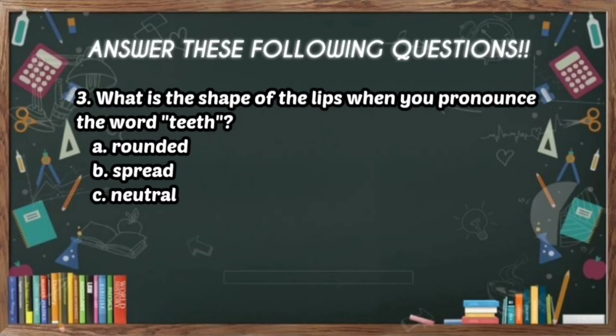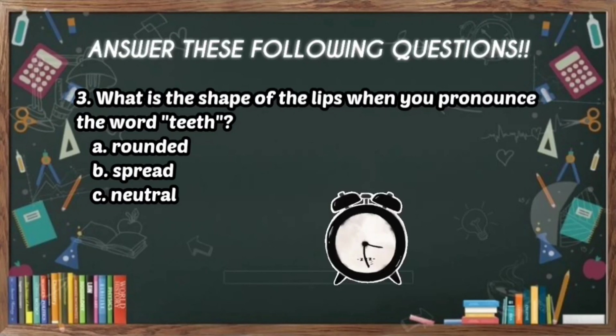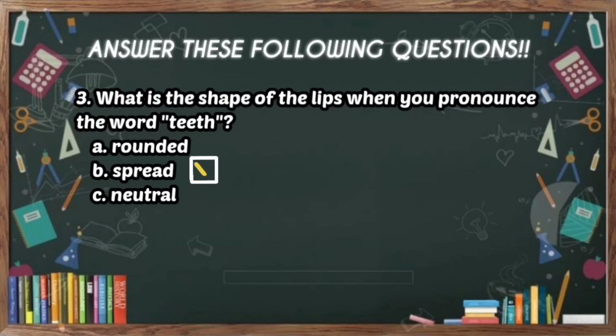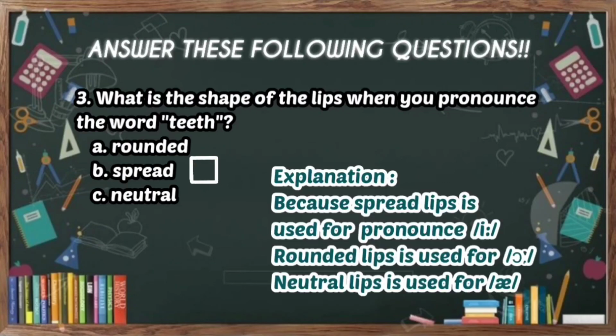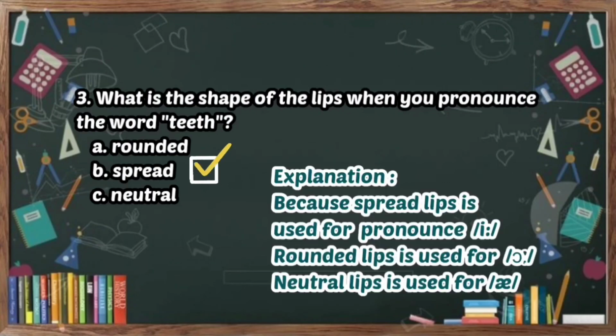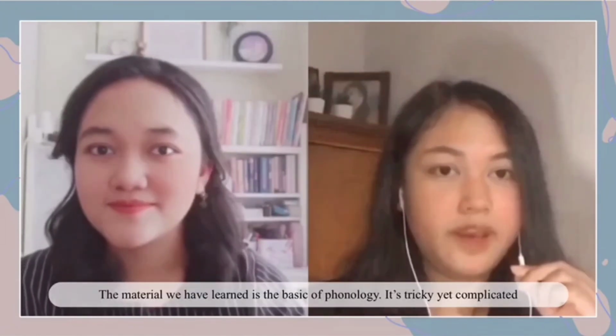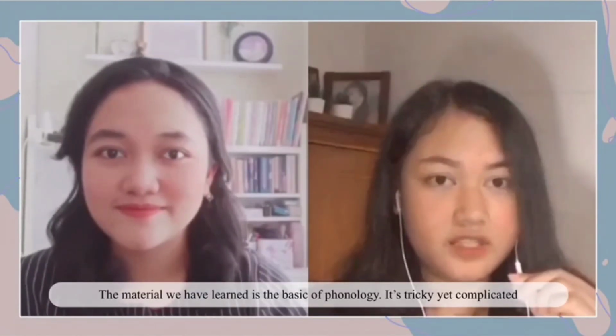Okay, last question. What is the shape of the lips when you pronounce the word teeth? The answer is spread. Why? Because spread lips are used to pronounce ee, rounded lips are used to pronounce o, and neutral lips are used to pronounce ah. The material we have learned is the basics of phonology.